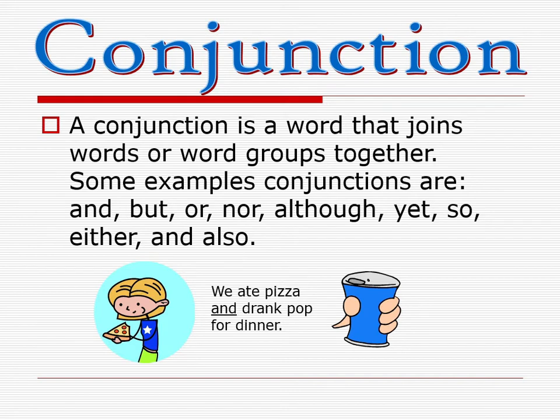What's a conjunction? A word that joins words or word groups together. Some example conjunctions are and, but, or, nor, although, yet, so, either, and also. We ate pizza and drank pop for dinner. So the word and, a conjunction, joins words or word groups together. We ate pizza, and the word and is joining the second part, which is drank pop for dinner.